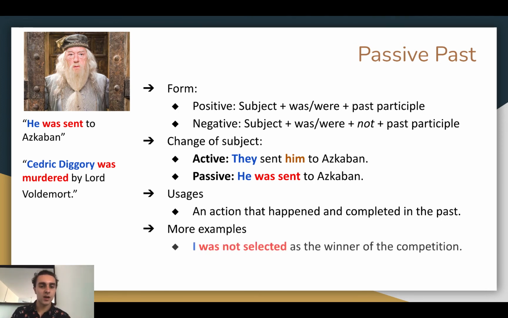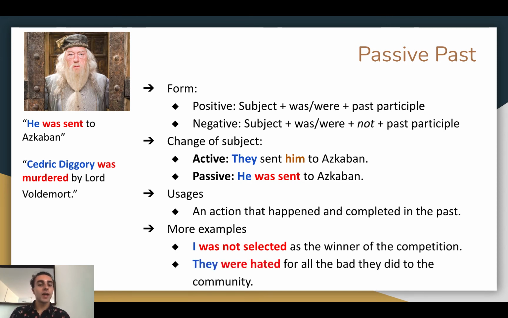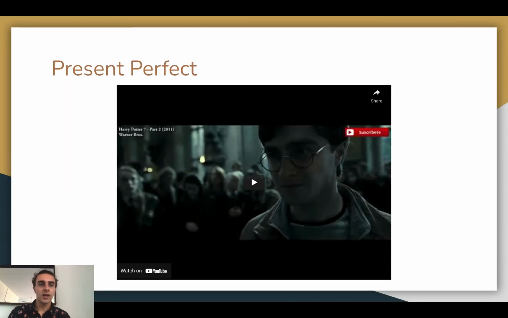Some more examples are, I was not selected as the winner of the competition. They were hated for all the bad they did to the community. Okay. Another example, passive form is the present perfect.